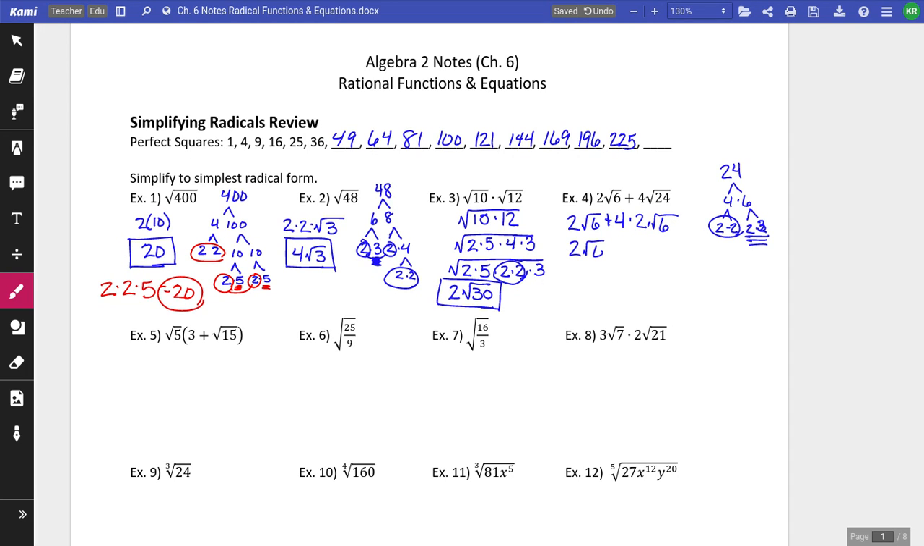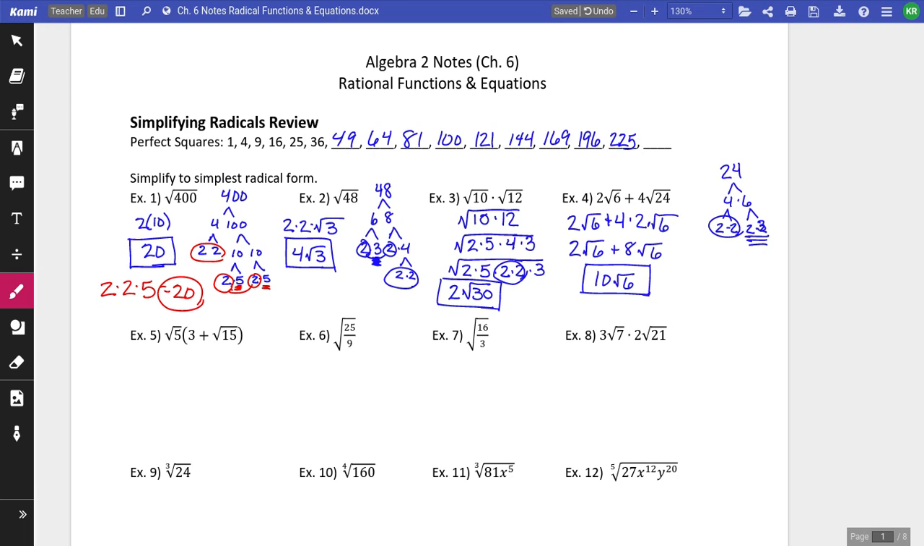Okay, so now you can see that you have basically terms that match, okay? So they're both root 6's, so I can add those together, and that would be 10 root 6. So just the same concept as if you were doing 2x plus 8x, and that would be 10x. Same concept works with radicals.